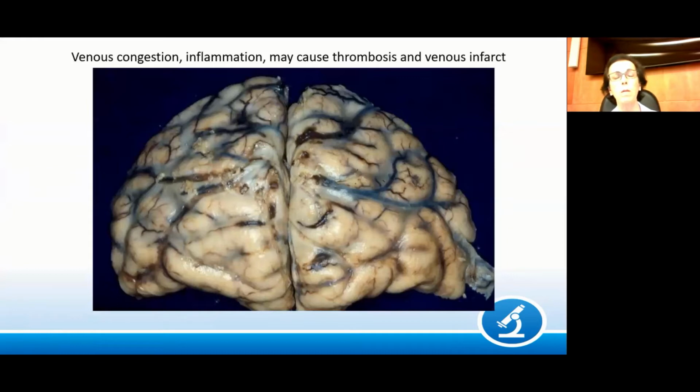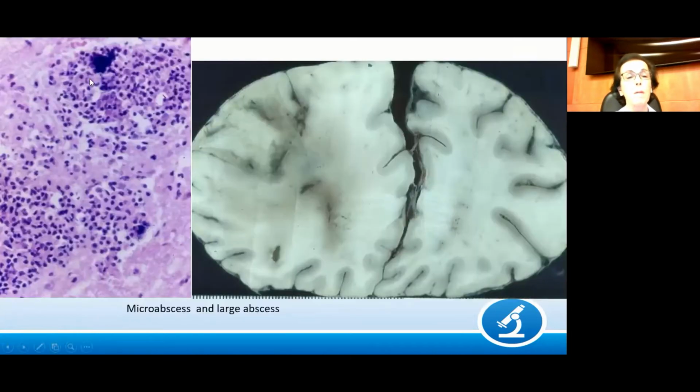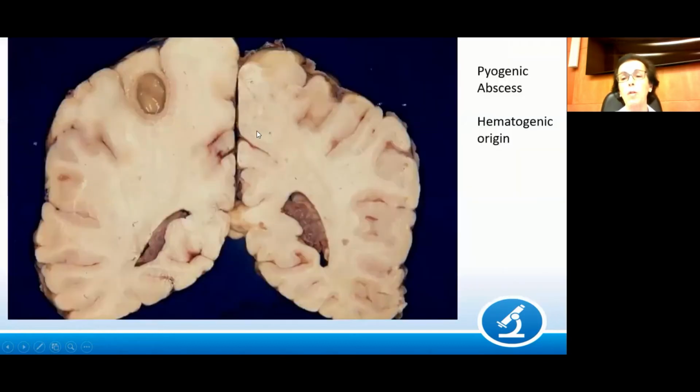These veins are very congested. They can be thrombosed, and also venous infarct can occur as a complication of meningitis. And also those microabscesses can increase and cause a large abscess by contiguity. Although most of the abscesses come from hematogenic origin, as you see here, they are usually round or oval and with a smooth surface. So these are the bacterial abscesses coming from hematogenic origin.